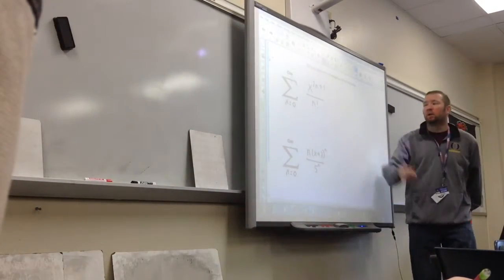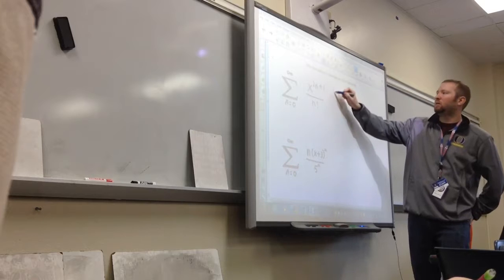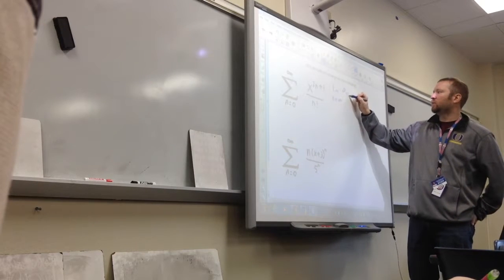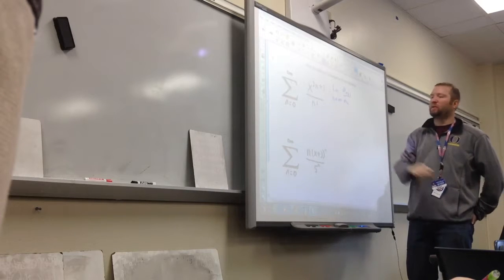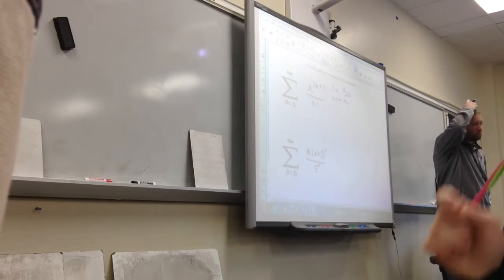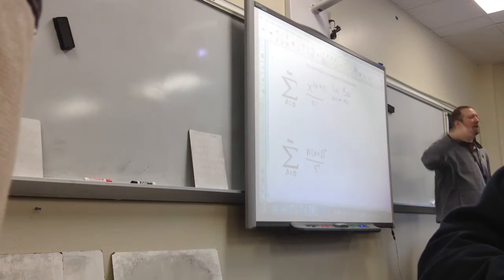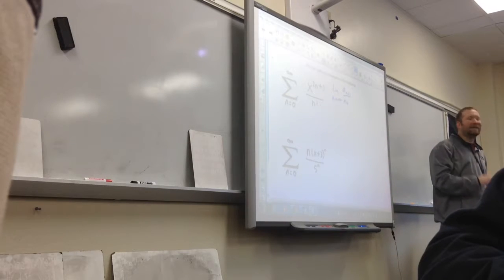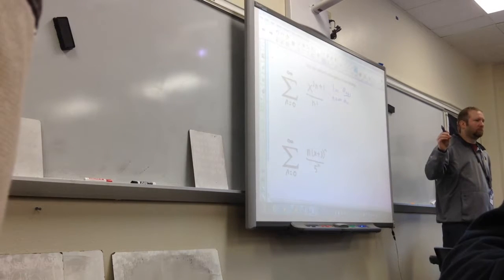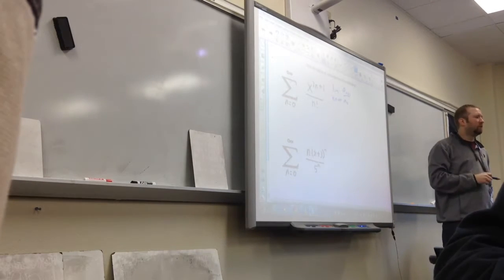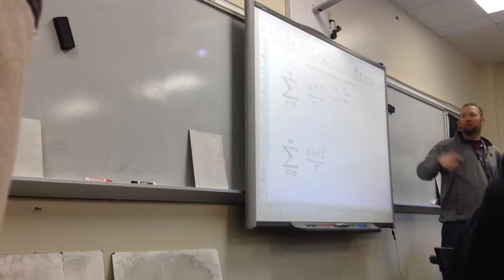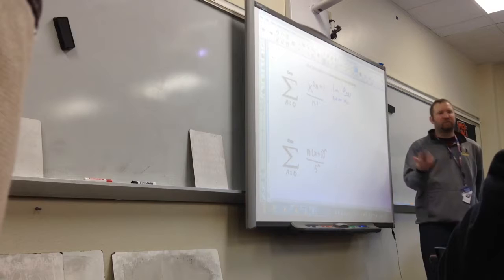All right. So the ratio test says to find the limit as n goes to infinity of a sub n plus 1 over a sub n, replacing every n with n plus 1 and then dividing by the original. What do your terms have to be? Positive. Your terms have got to be positive, which means we're going to take the absolute value.